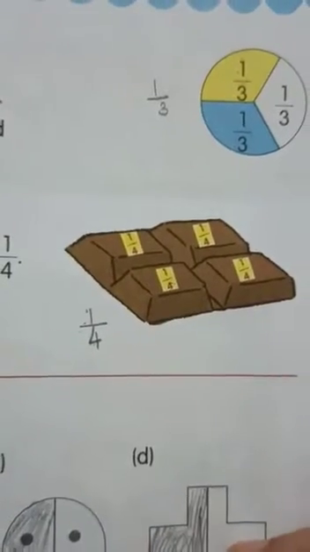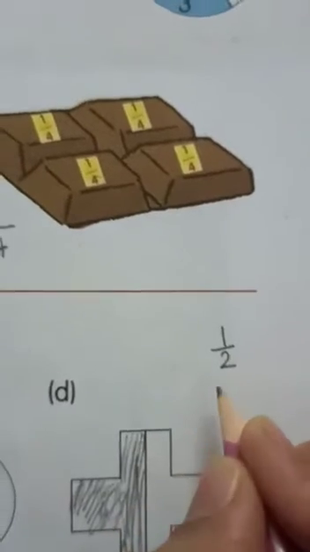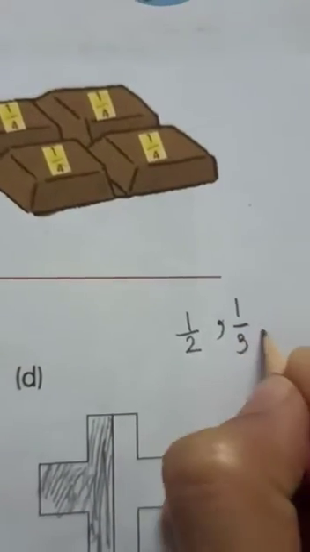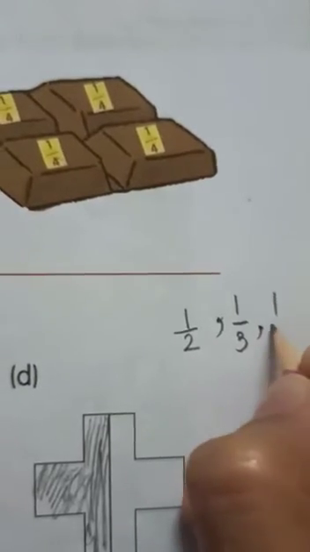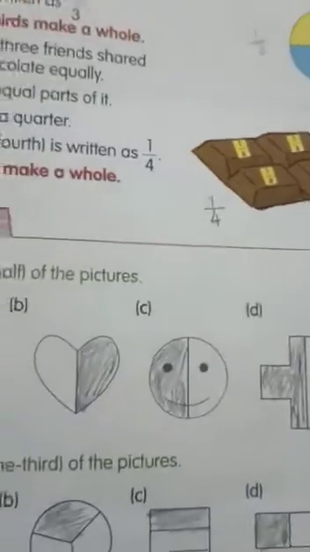Okay. So children, half is written as 1 divided by 2, and 1/3 is written as 1 divided by 3, and 1/4 or quarter is written as 1 divided by 4. So we have completed this fraction.